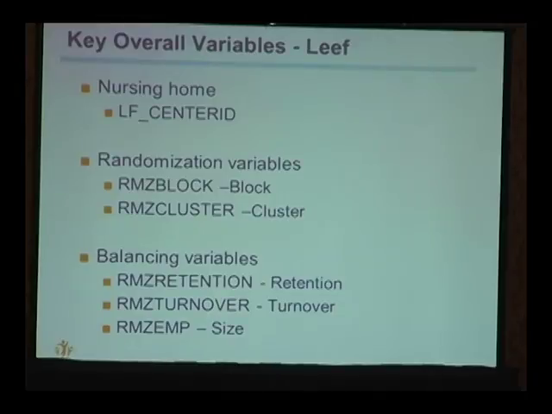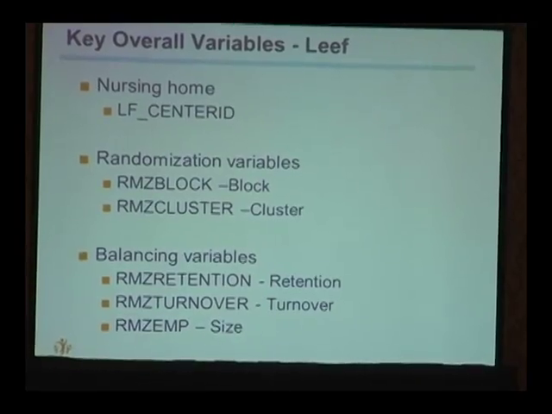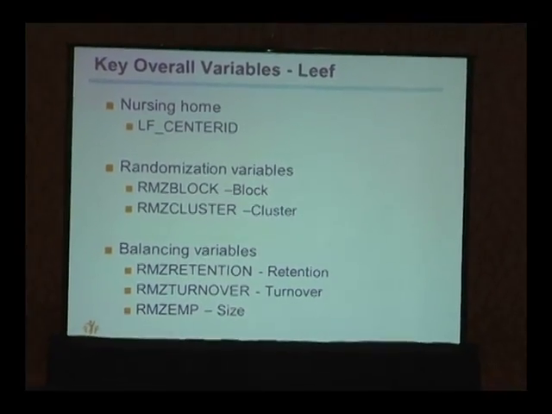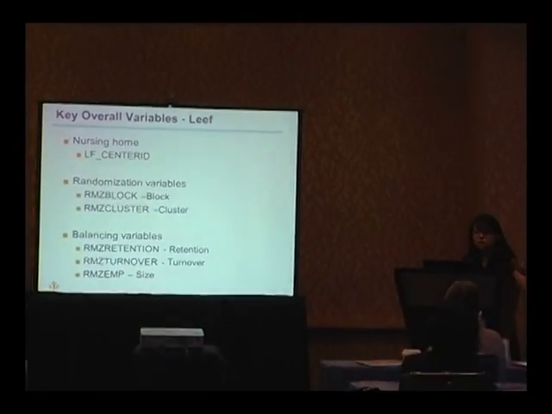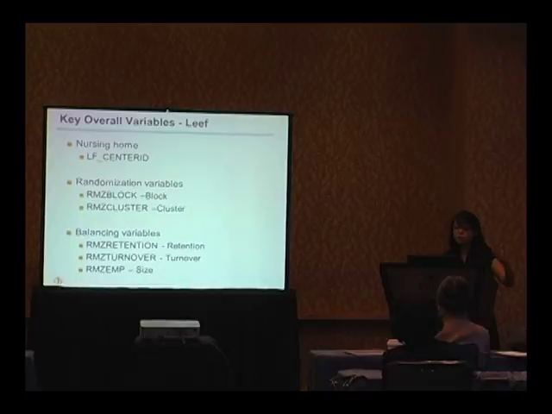I wanted to briefly mention that the characteristics of the sites and the level that we use for the balancing for the randomization is indicated also, so that you might be able to use this information if you're using a multi-level analysis. For example, the retention, turnover, and size were characteristics that were used for the randomization in LEAF, and you might want to consider how you want to include this in your own multi-level analysis.